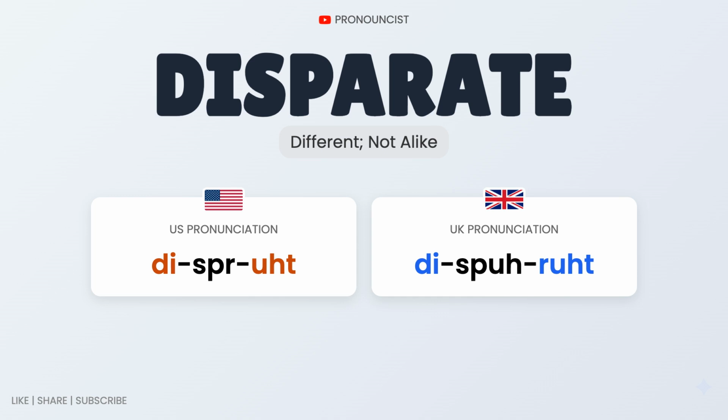Practice repeatedly and you'll soon be able to say this word perfectly. The best way to practice is to repeat the syllable multiple times. The meaning of the word is different, not alike. Try repeating this word several times to improve your pronunciation.